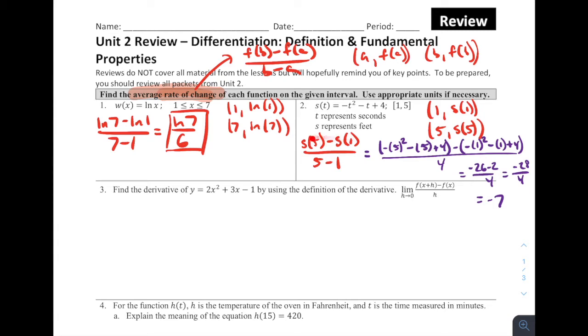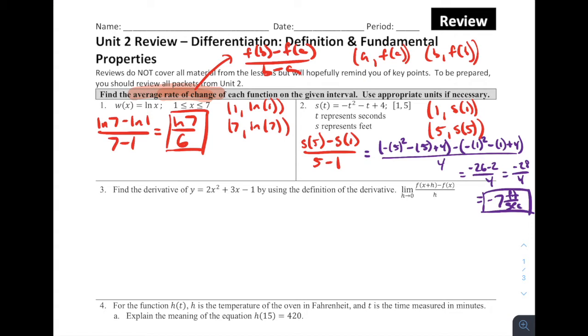In this case, in the numerator, we were talking about the output of this, which is in feet, and our inputs here are seconds. So we have found a rate, right? It's an average rate of change. So in this case, this is going to be feet per second.